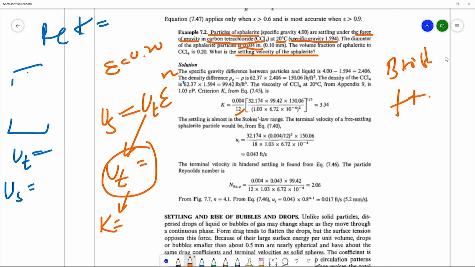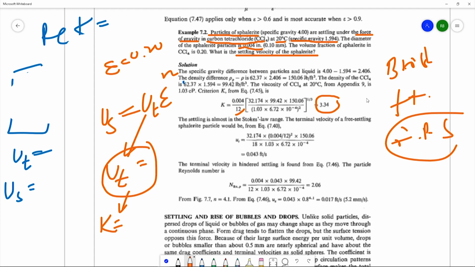British units or pound system, FPS system, foot pound second. So you can do it in SI units also, it's your choice. If you want to follow through this example, then follow the same units. Okay, so just find the value of k. Then it is found that the value of k is 3.34, right?